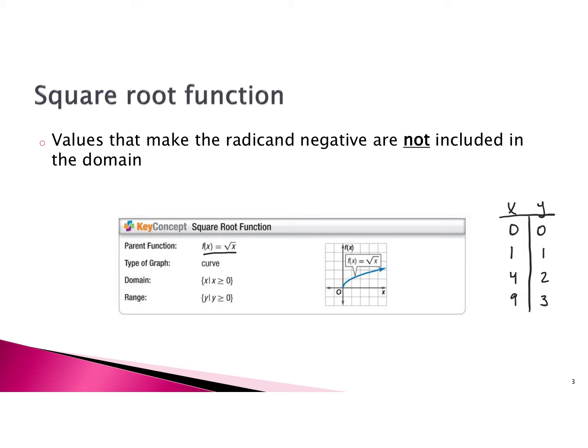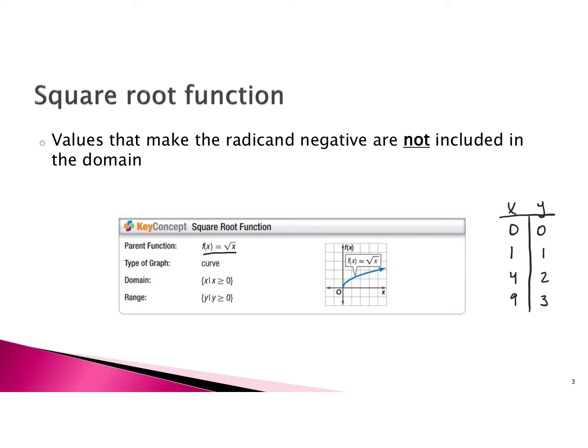Now, unlike quadratics, you don't need 5 points. However, 3 or 4 points will help you get a good idea of where the graph is going. So at least go out to these 4 points. The type of graph is a curve. So quadratics was a parabola. This is a curve.